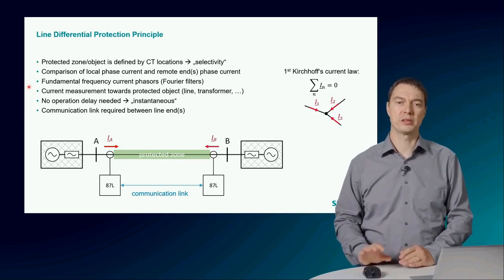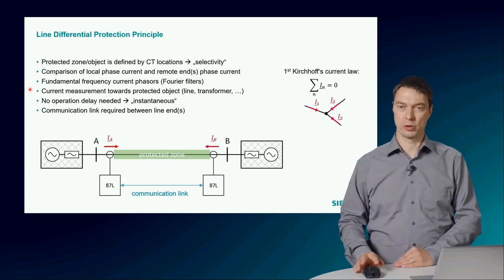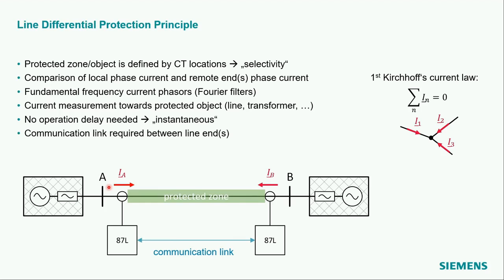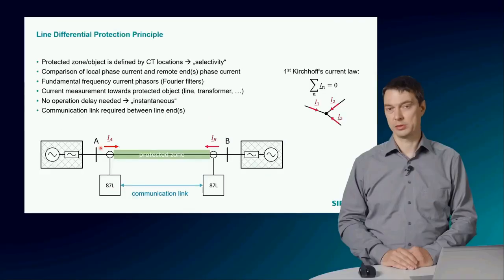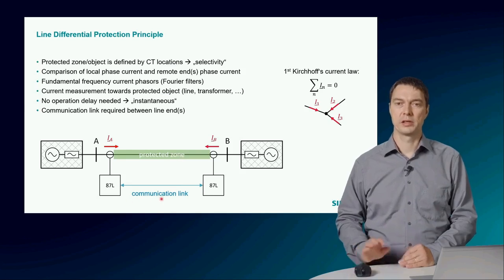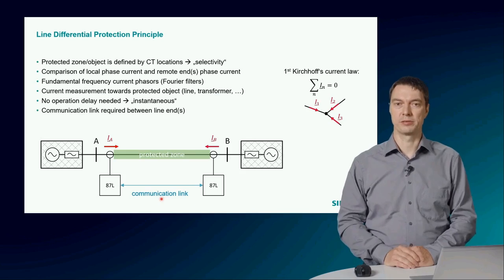The current measurement is normally defined towards the protected object, which is shown in the figure with the arrows pointing towards the protected object or into the line. There is no need for an operational time delay, so an instantaneous operation is obtained by this protection principle. But you need a communication link between the relays, which I already mentioned, which needs to be secure and safe.